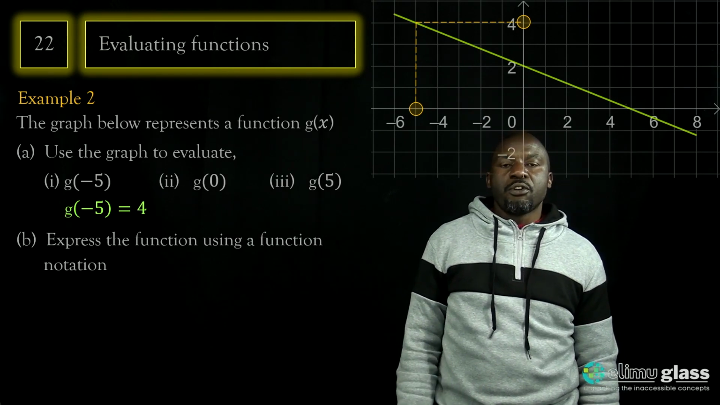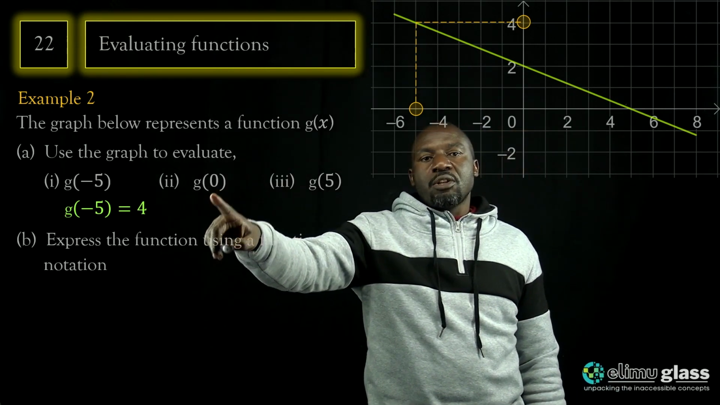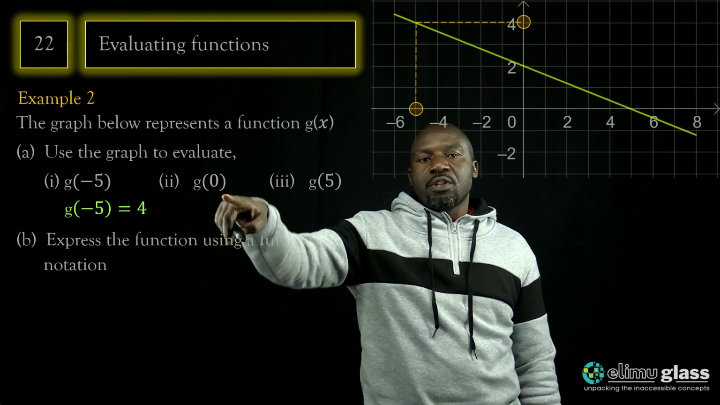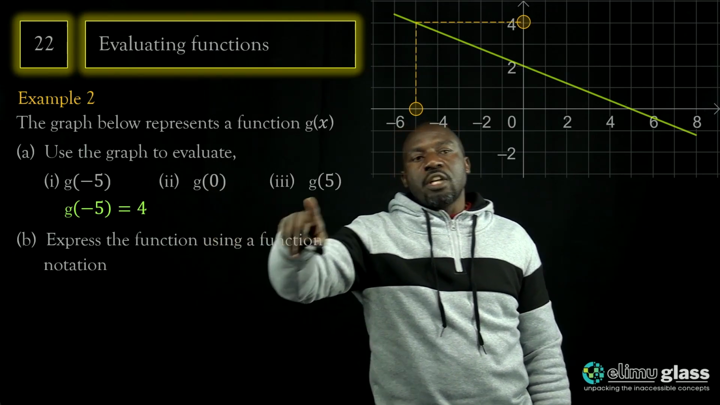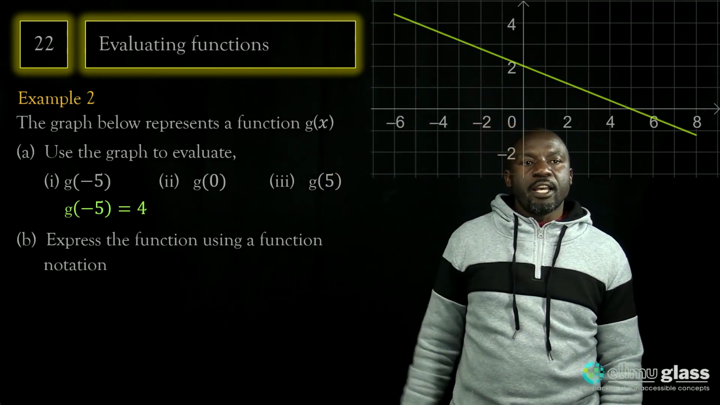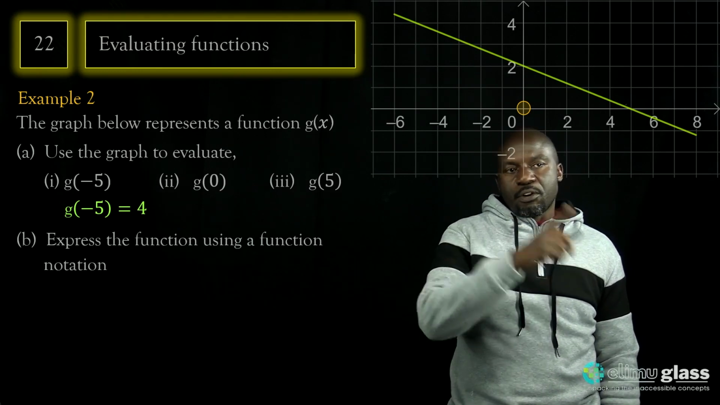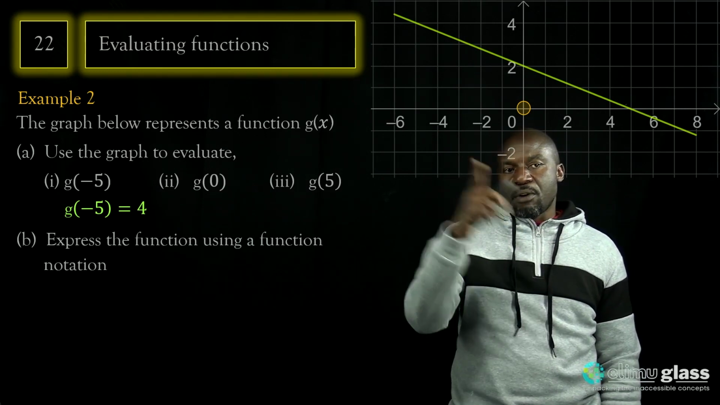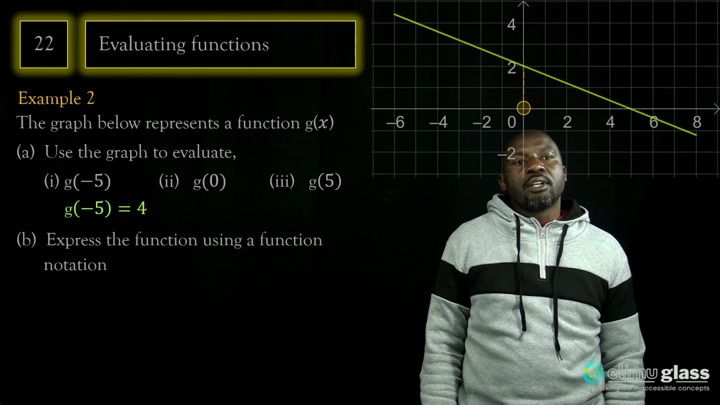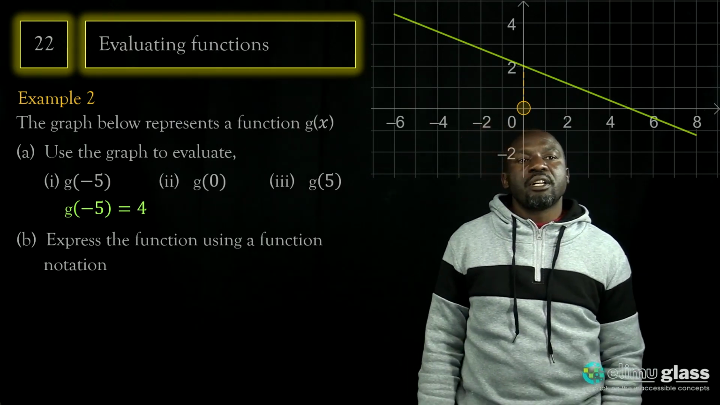Let's do the same for 0. We are looking for g of an x value of 0. So the input is 0. What's the output? If we put 0, we go search for 0 on the x-axis. 0 is there. Then we draw a vertical line, searching for our graph there. I hope you see the vertical line. I didn't make it very clear there.